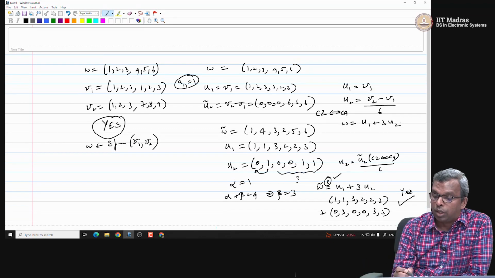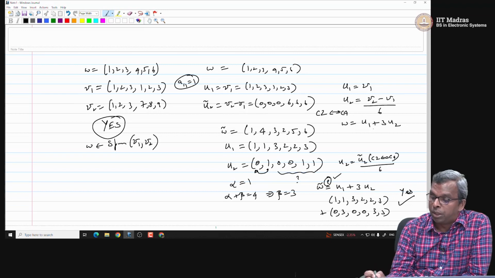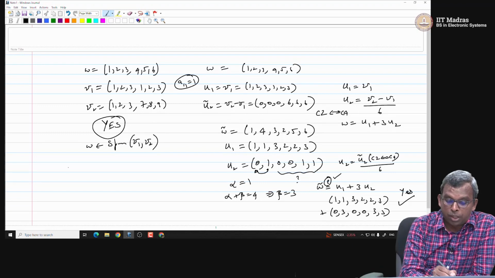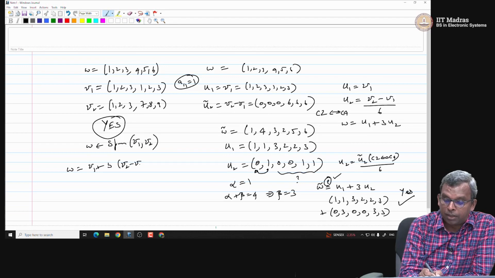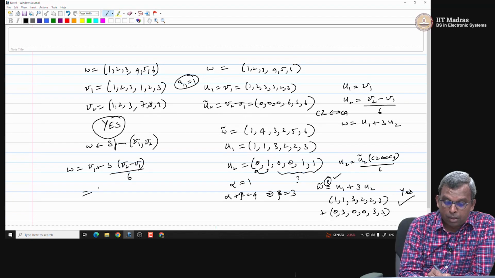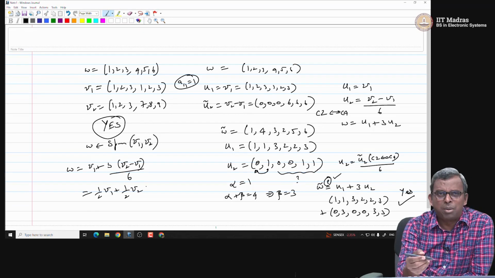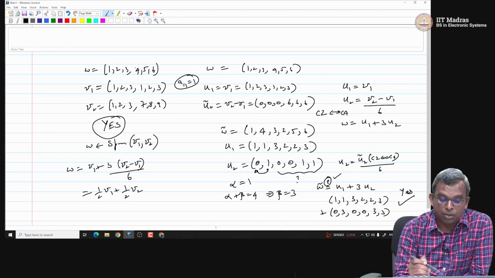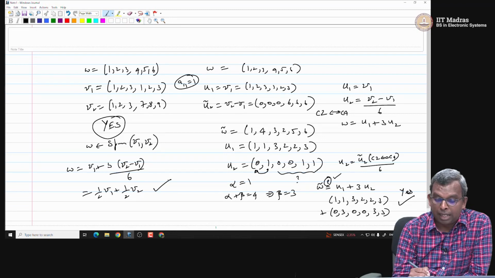Okay, you can check that that's true, right? So, you can go in and check that w will be u1 plus 3 u2, and here you substitute the u1 and u2 that you got. So, w equals u1 is v1 plus 3 into v2 minus v1 by 6. That will simplify to 1 by 2 v1 plus 1 by 2 v2. Okay. So, many of you might have quickly seen this, and you would have realized that v1 plus v2 by 2 is w, and you would have gotten the alpha and beta.